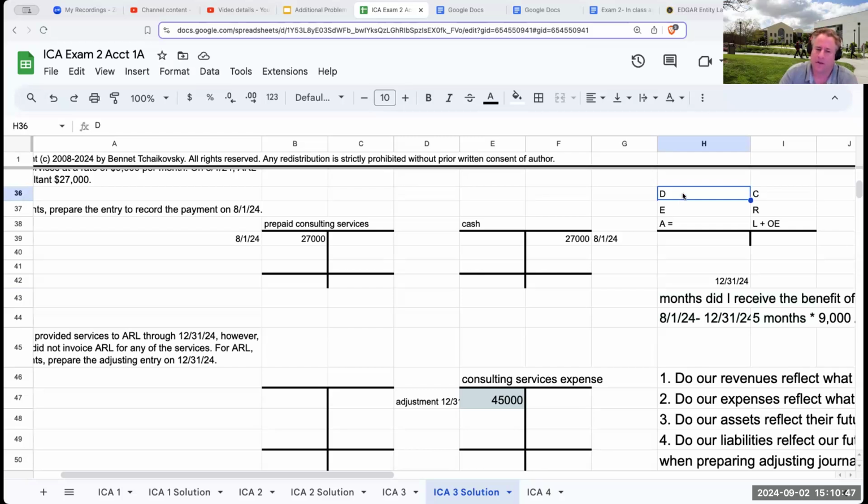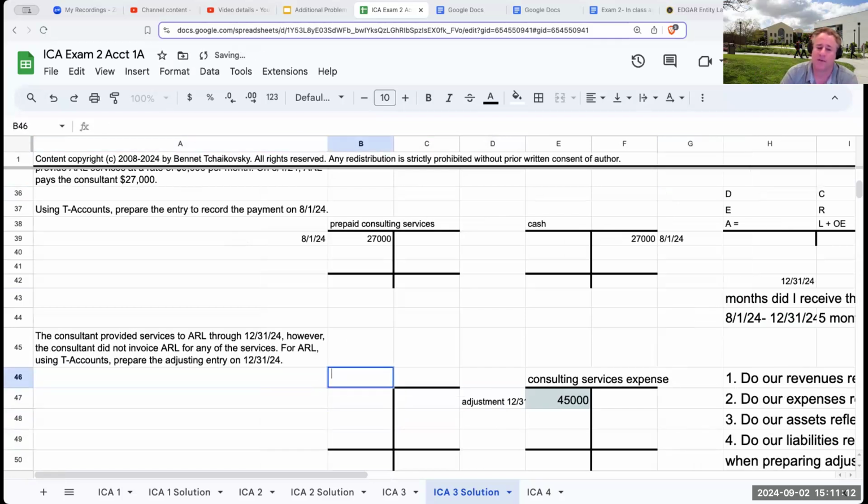Now, we never touch cash. We're going to leave cash alone. However, I've got $45,000 of consulting services expense. What do I credit? Do I credit accounts payable for $45,000? That answer is going to be a big no. Why? Because I've already paid for some of these services.